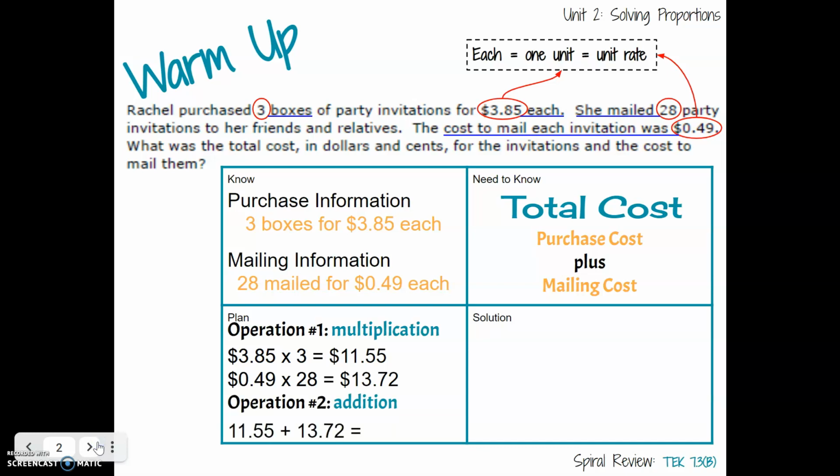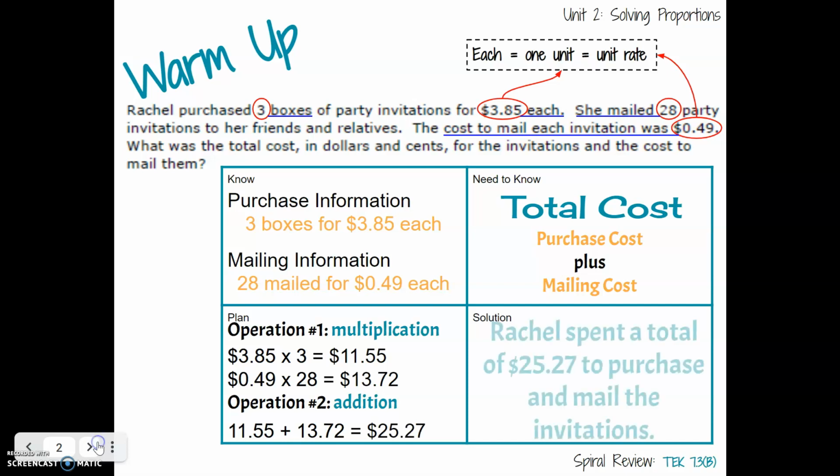$11.55 plus $13.72, that equals $25.27. We then need to write our solution. Rachel spent a total of $25.27 to purchase and mail the invitations.